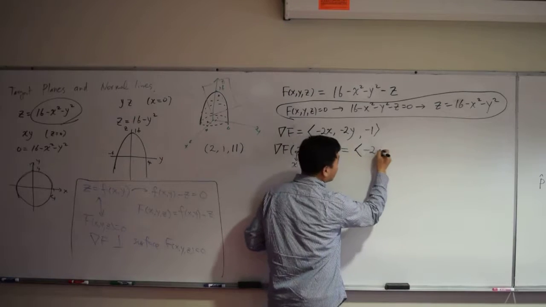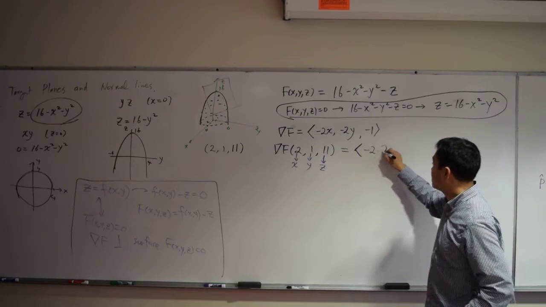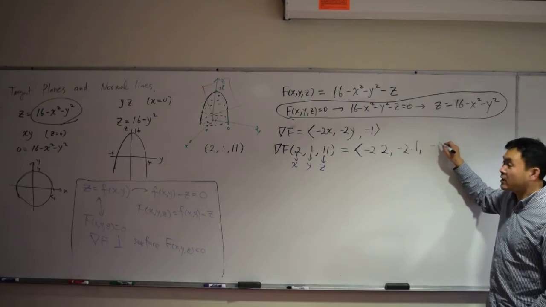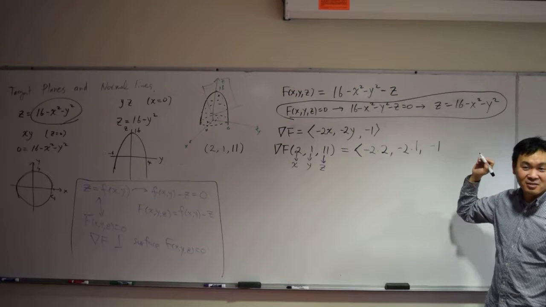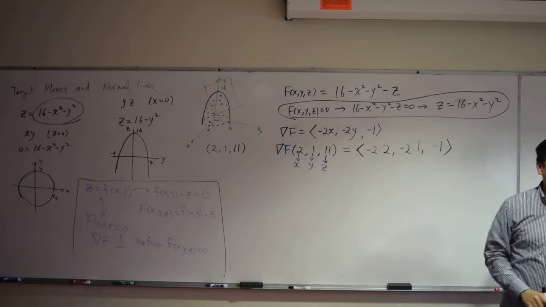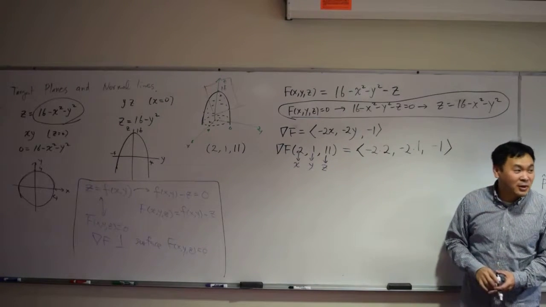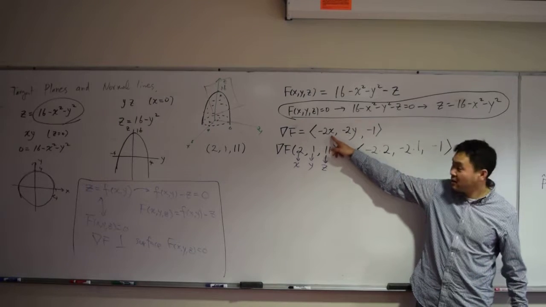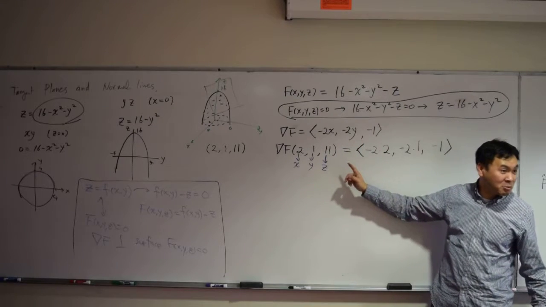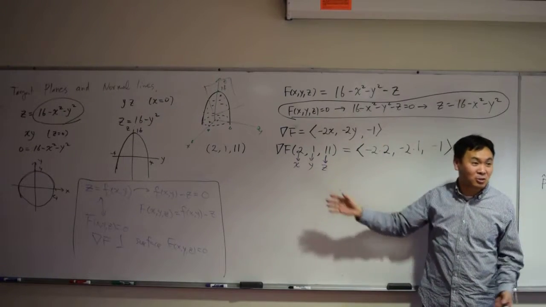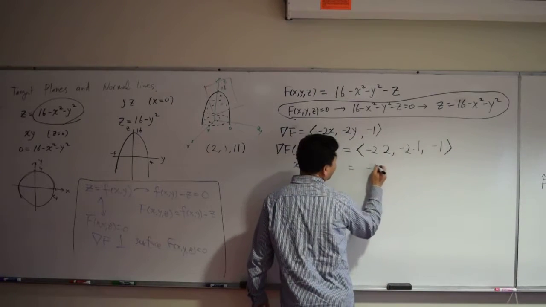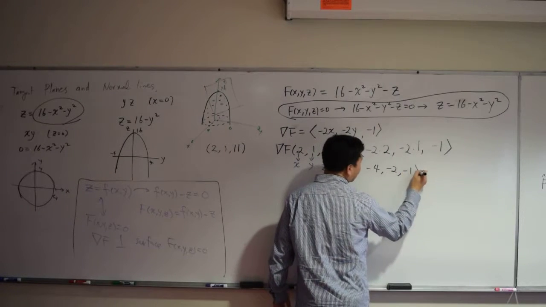Negative 2 times what? 2. Negative 2 times 1. And negative 1 times? Nothing. There's no z here, right? So it's just negative 1. So all I'm doing is the following. Any x should be replaced by 2. Any y should be replaced by 1. Any z should be replaced by 11. But there's no z here, so I don't replace anything. Therefore we have the vector negative 4, negative 2, negative 1.